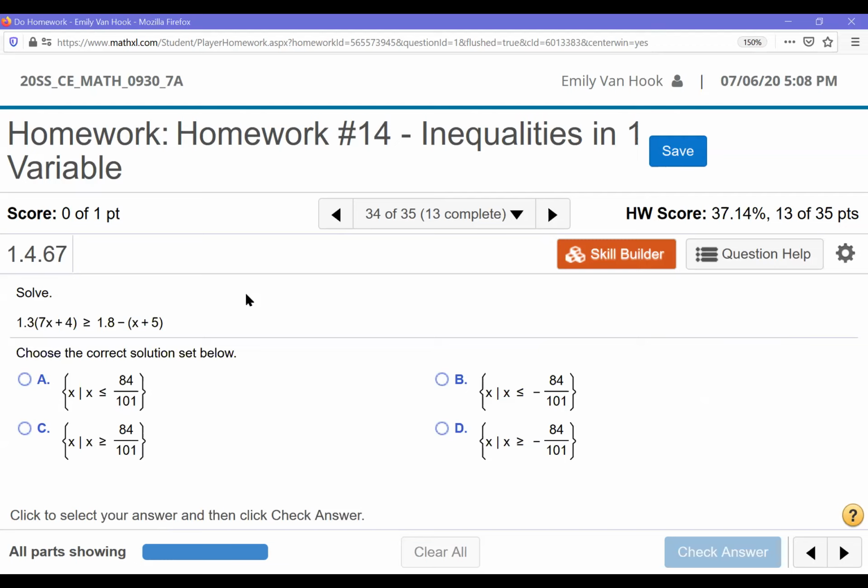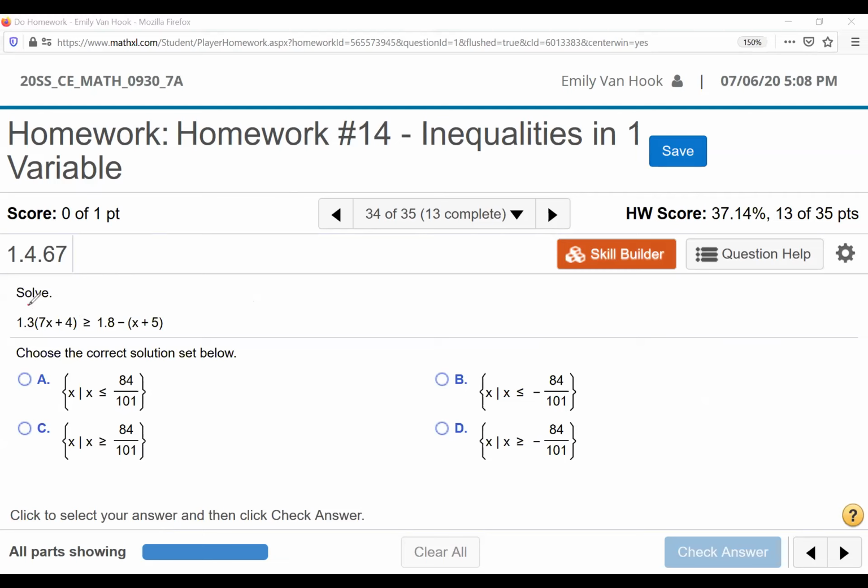1.3 parentheses 7x plus 4 close parentheses greater than or equal to 1.8 minus parentheses x plus 5 close parentheses. Okay, all those parentheses we need to distribute. So let's distribute the 1.3. So 1.3 is getting distributed into 7x plus 4. You can use a calculator for that.